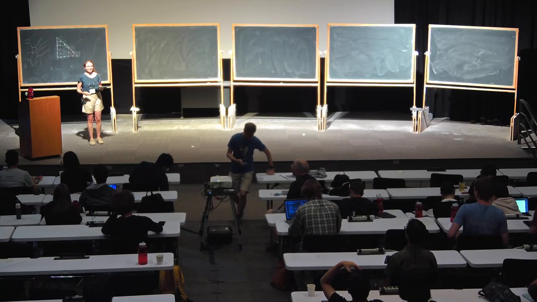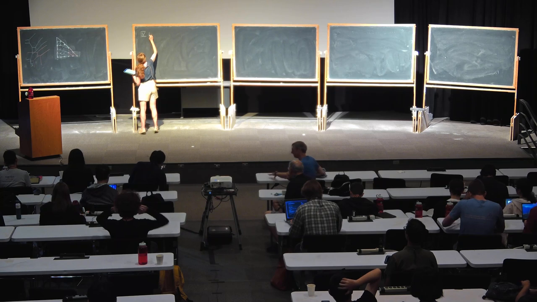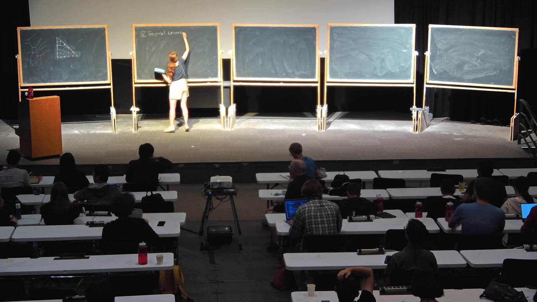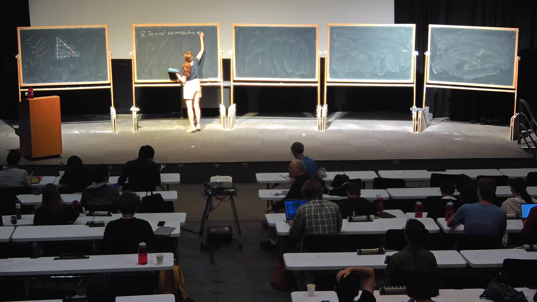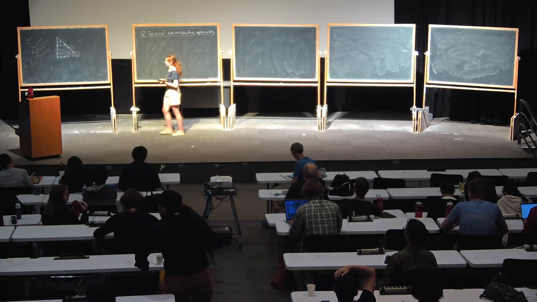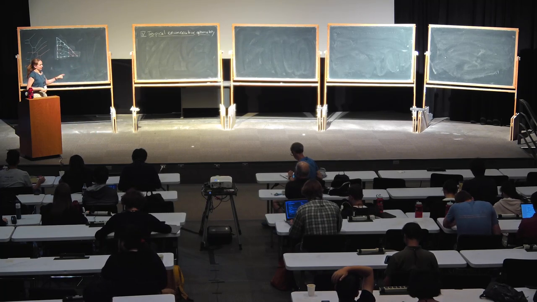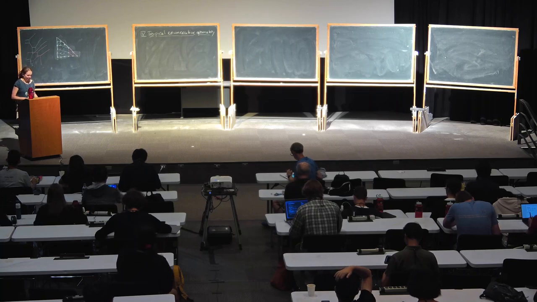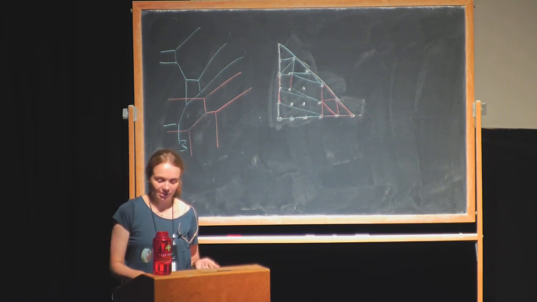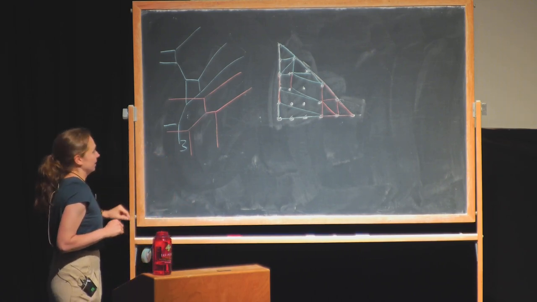Hello. Today, I already started yesterday, but today I'm talking about tropical enumerative geometry. In the first half, I will go back to Bézout and do this in the Grothendieck-Witt ring of K. And then in the second half, I'll show you how to use tropical geometry to do some curve counting, as already introduced yesterday by Candice. And I'll show you some work in progress there. But let's start here with Bézout.